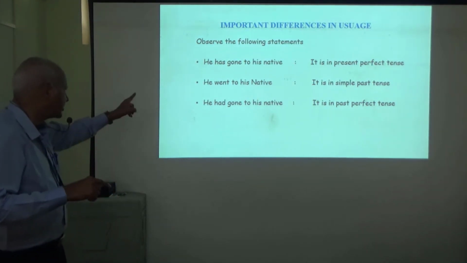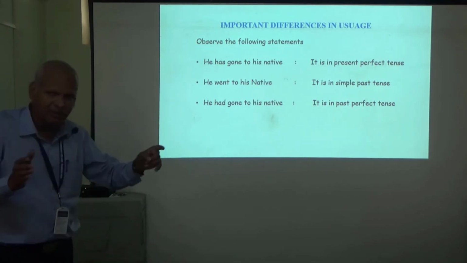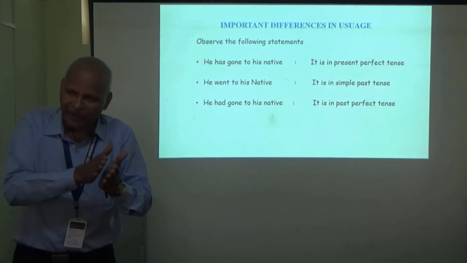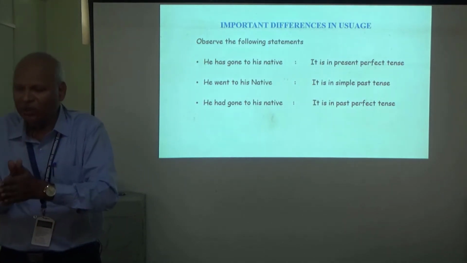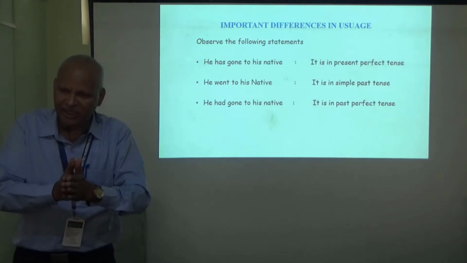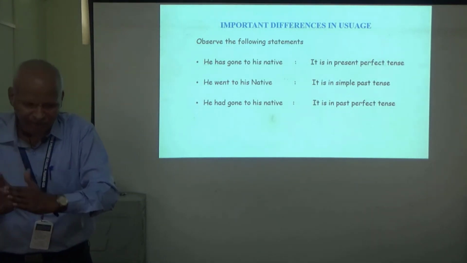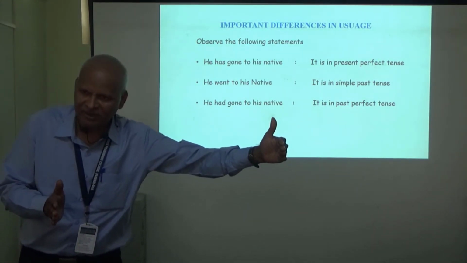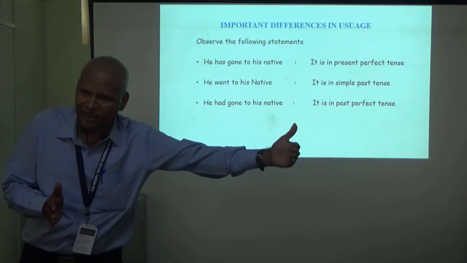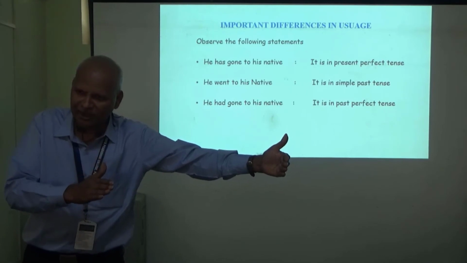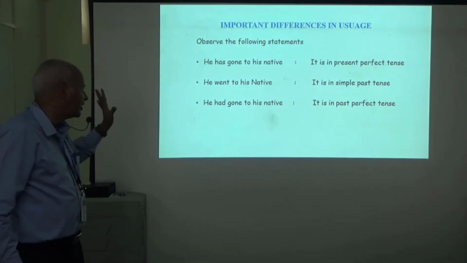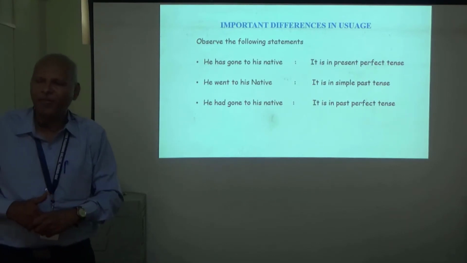Then suppose, second, he went to his native. Suppose it is a little in the past, not in the immediate past. An action such as going to his native, writing a book, bringing something, which is completed, not in the immediate past but a little in the past. Little earlier than the immediate past, if anything was completed, at that time you can use the second statement: he went to his native place.